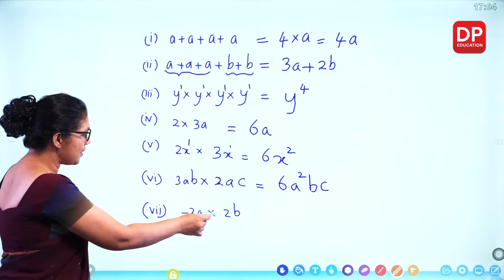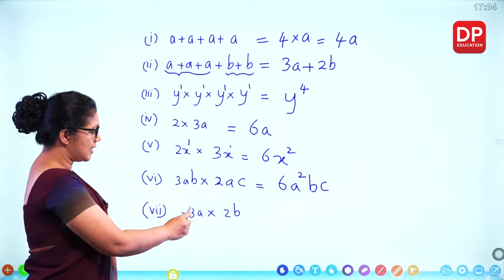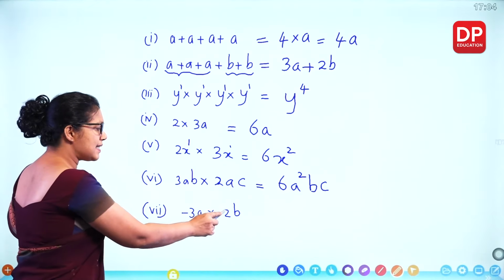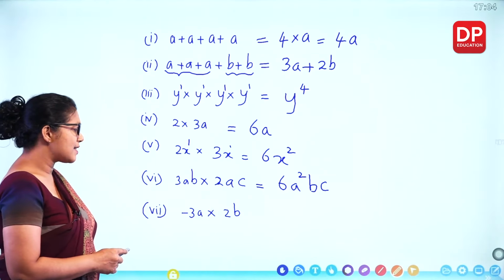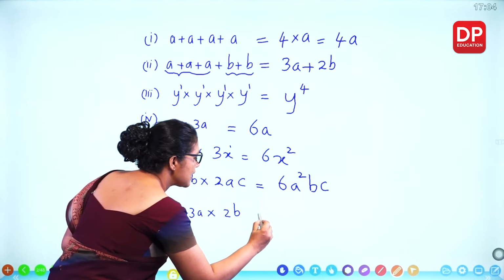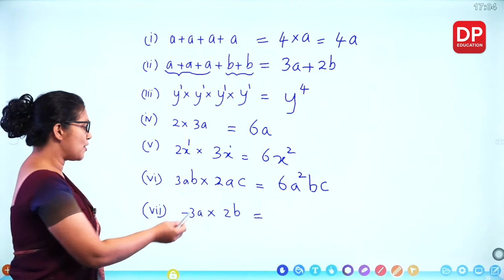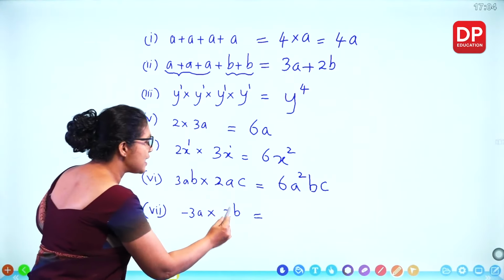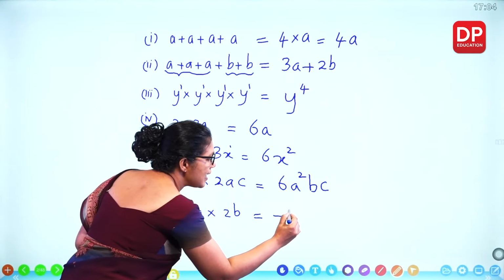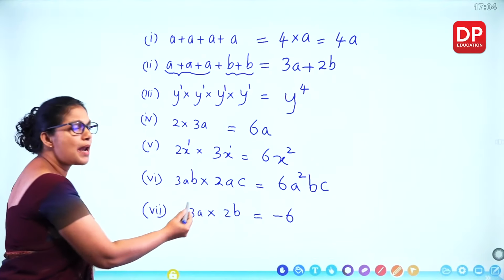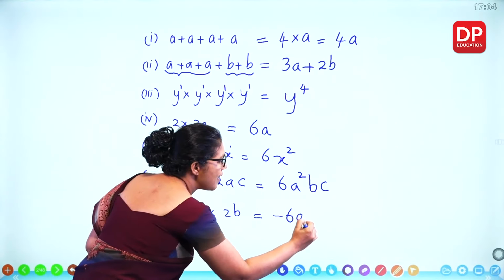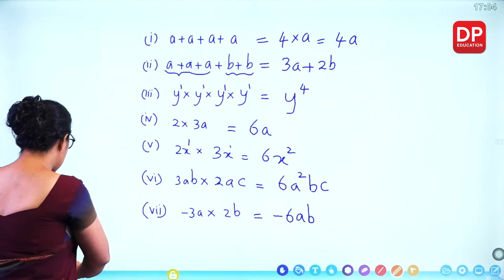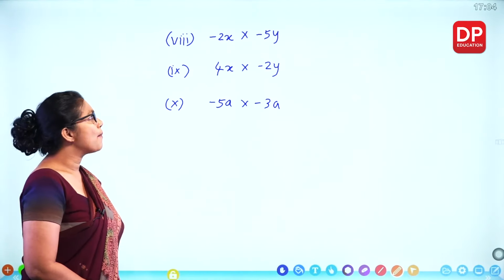Third one, this one. What do you get? Minus 3 times 2. Now we know this is minus, this is plus. What is the answer you are getting? You are getting a negative answer because one is plus, one is negative. So minus 3 times 2 is minus 6. And A and B remaining, so you can write them as it is. We'll look at some more examples.